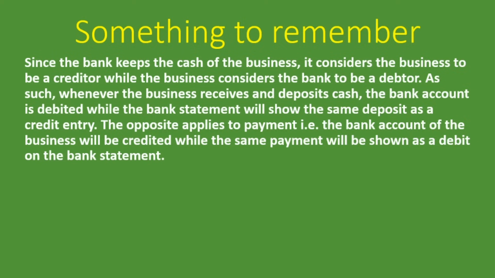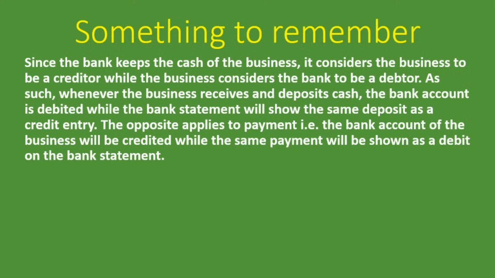But what we are saying here is that when we receive money in our bank, we debit bank because bank is an asset. But the bank views the business as a creditor, like we said earlier. So it will credit that amount. So the bank account is debited while the bank statement will show the same deposit as a credit entry. So when you look at the bank statement, everything that comes into the bank will be on the credit side. Everything that goes out of the bank will be on the debit side.